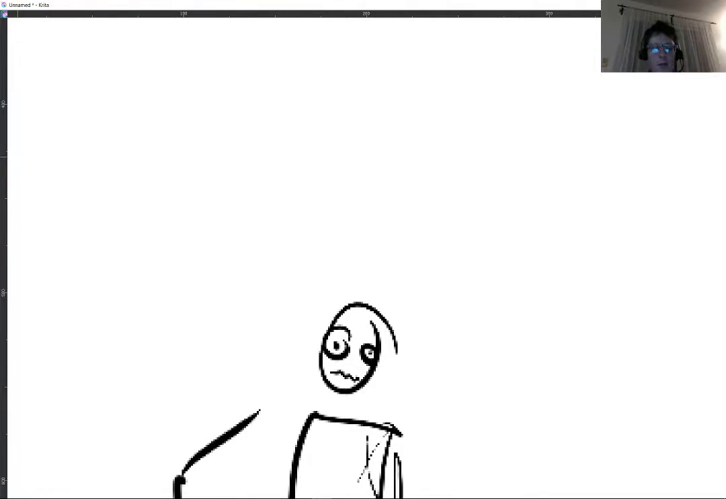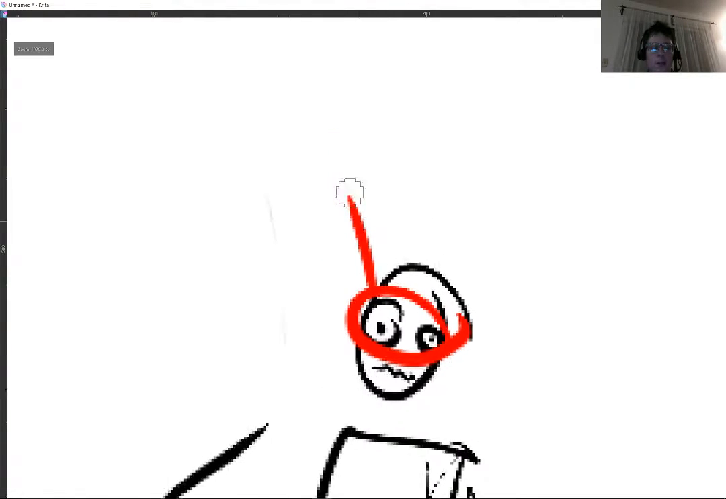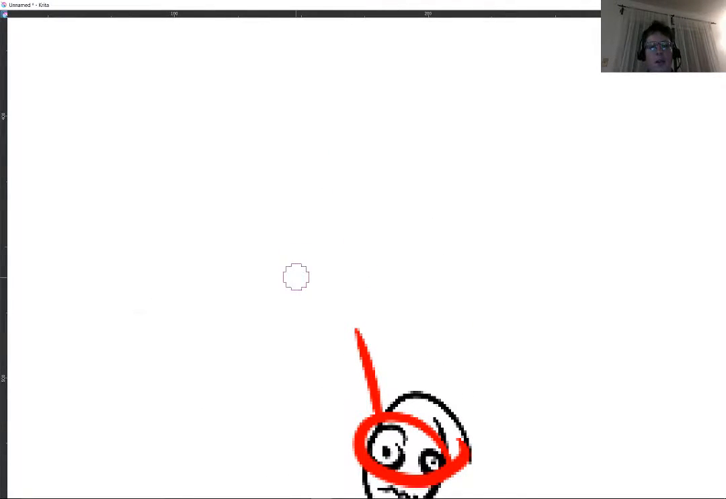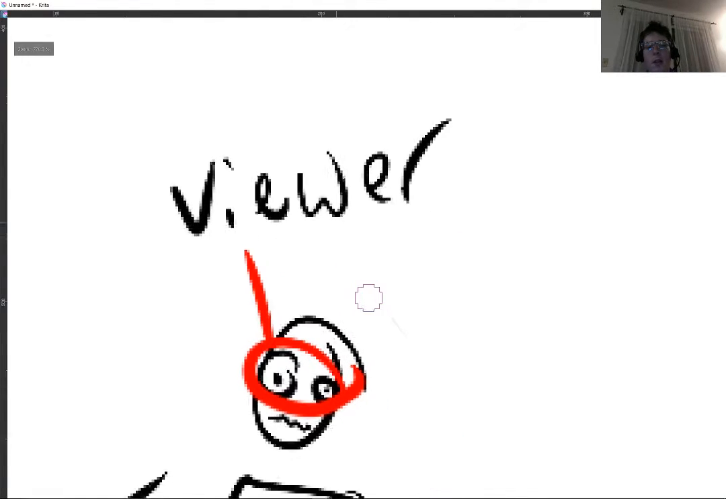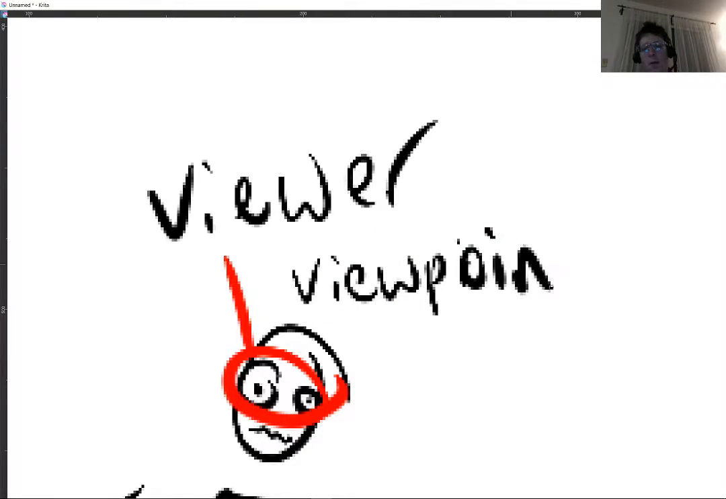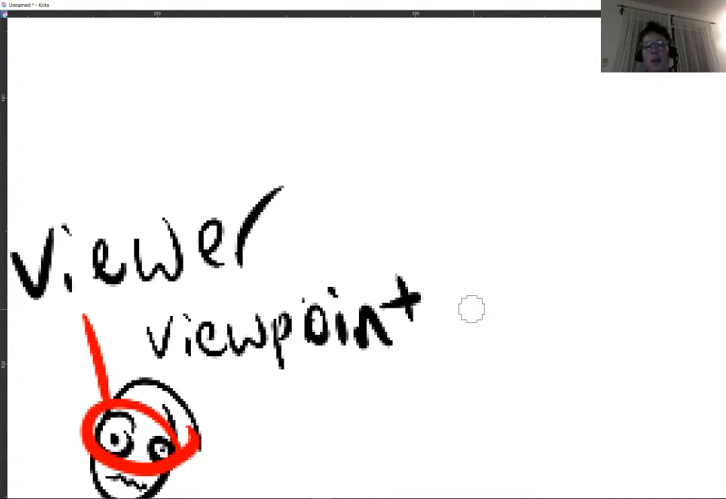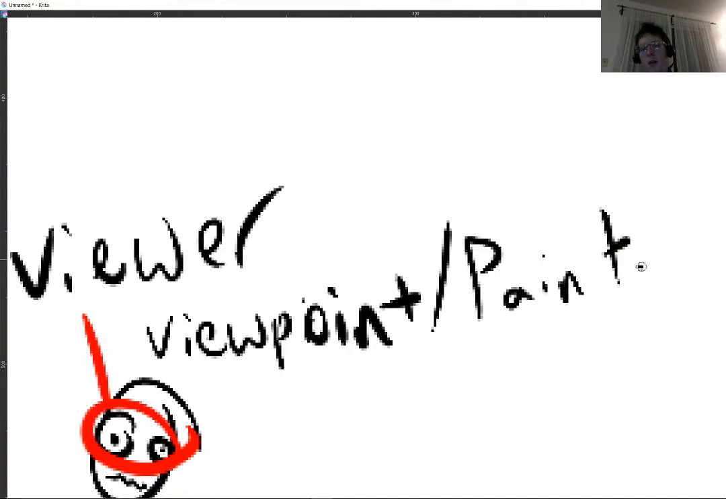And we hit this point where we have the viewer. And the viewer is really what we think of when we think of our eyeballs. So we're going to call this the viewer. And we could also call it things like the viewpoint, or, if you want to be fancier and more elegant, you could call it the painter. Or artist.